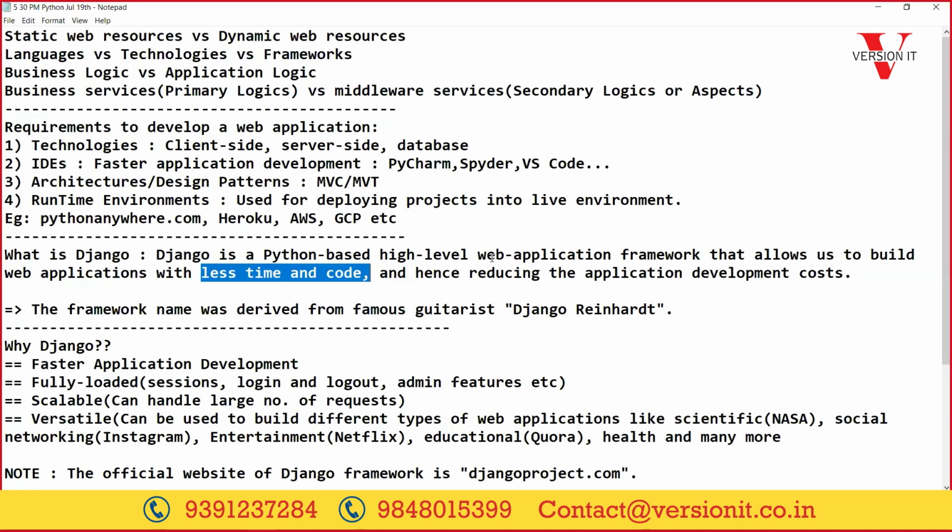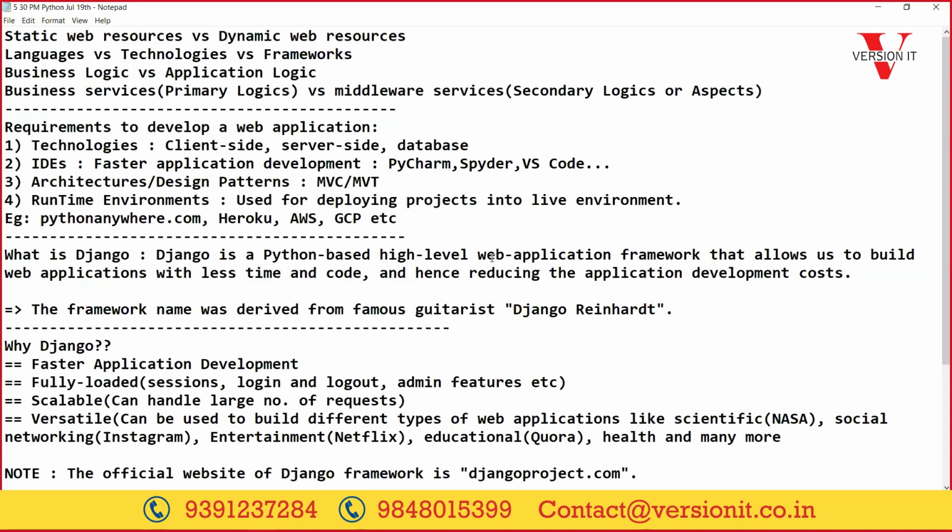The simple reason is it is a Python based framework. What is the main advantage with Python? We discussed less code. Because it is a Python based framework, it uses less coding. When you are using less code, automatically the application development time and the application development costs can be reduced. That's it.